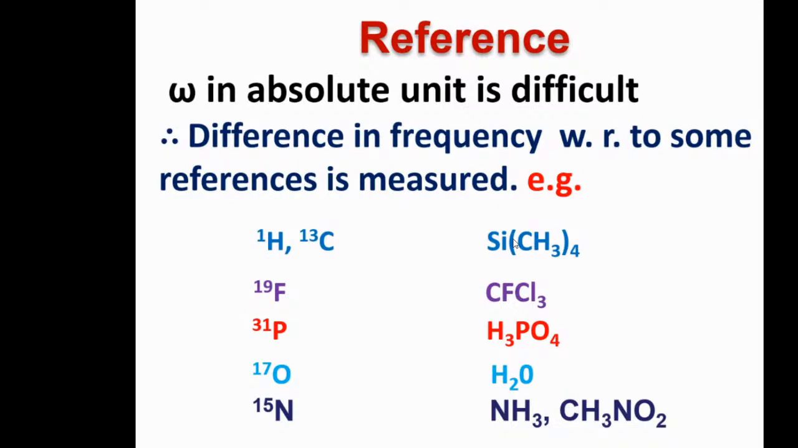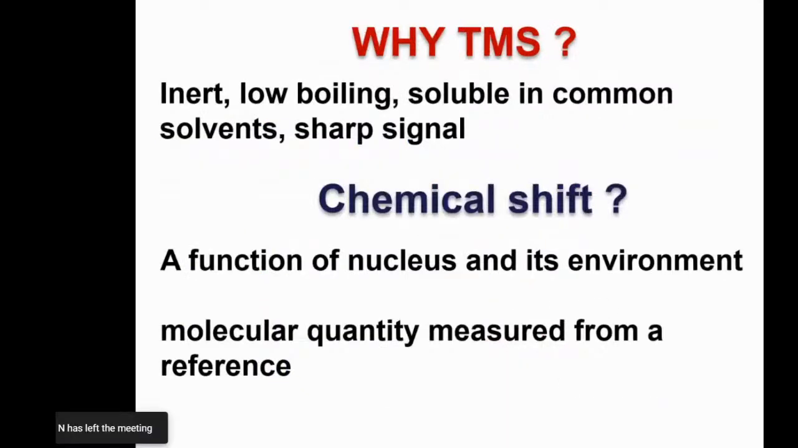The absolute frequency is difficult to report because it takes a lot of storage space. Therefore, a reference is used, such as TMS for proton and C13, CFCl3 for F19, phosphoric acid for P31, water for O17, ammonia and nitromethane for N15, and so on. So one needs to report only the difference between the sample frequency and the reference frequency.